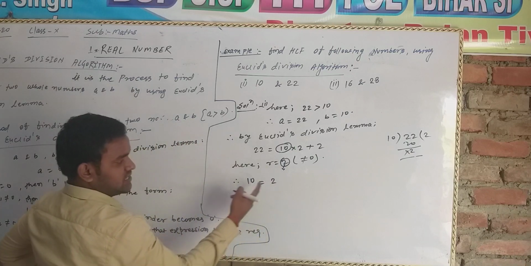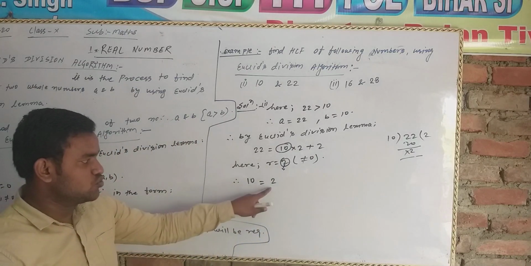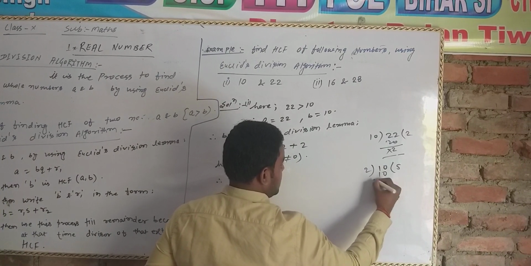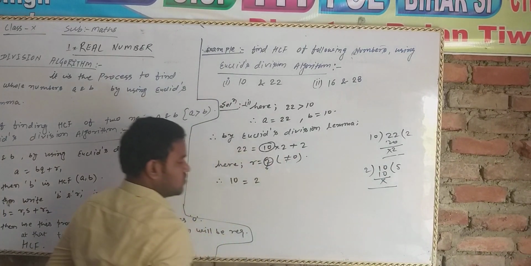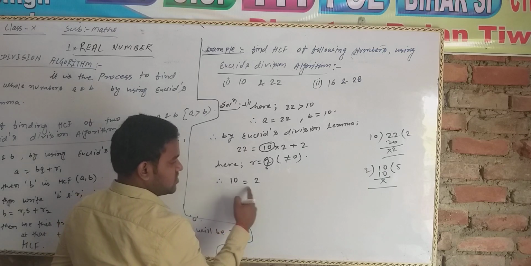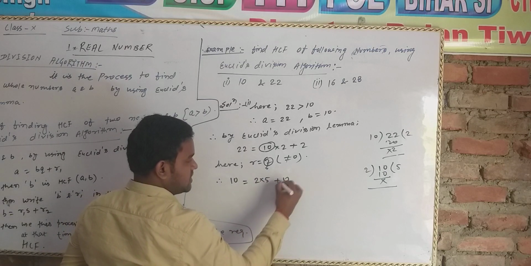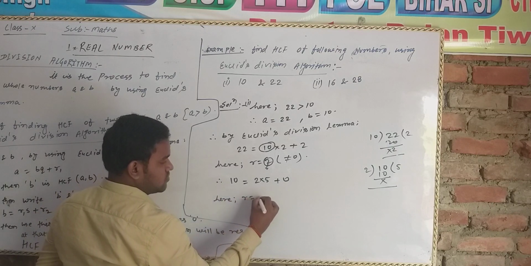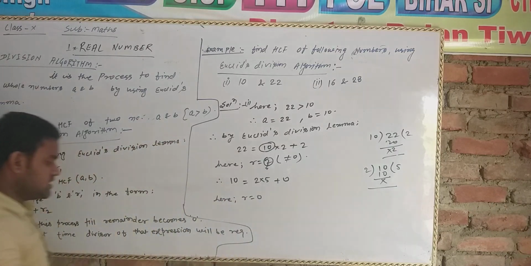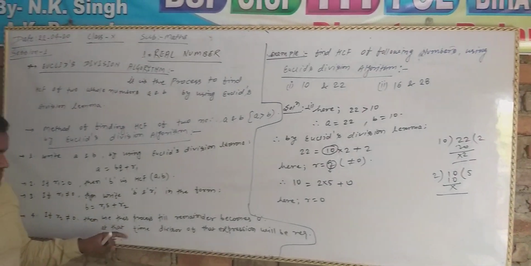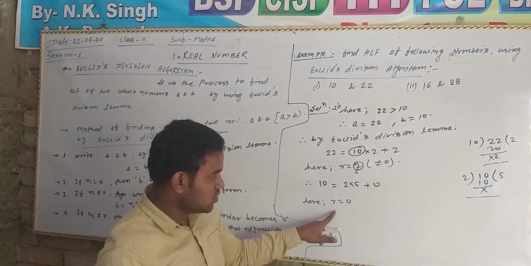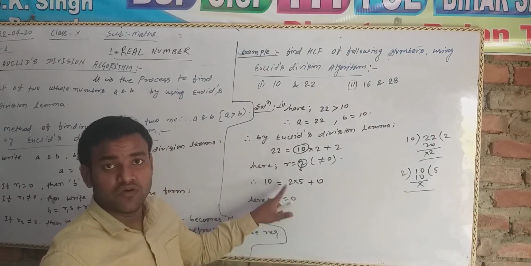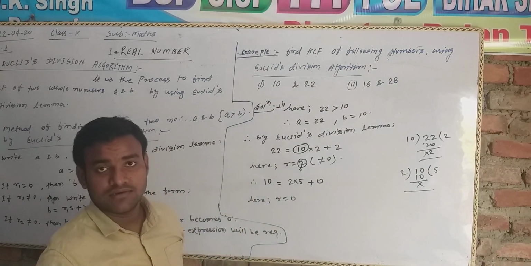Ab 2 divisor, 10 dividend, 10 ko 2 se divide karenge, 5 times 10, remainder becomes 0. Meaning you can write it 10 is equal to 2 into 5 plus remainder 0. So we write here R is equal to 0 and you have already studied that the expression in which remainder becomes 0, then at that time the divisor of that expression will be the HCF of the required numbers.